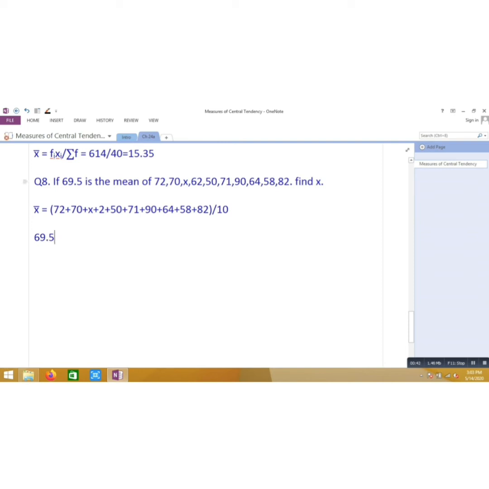As it goes from division, it comes to the other side, the left hand side. It becomes multiplication. On the left hand side we get 695. That is the LHS. 695 equal to, on the right hand side we need to sum up the values, 619 plus x. So bringing x on the left hand side, the value is 76.